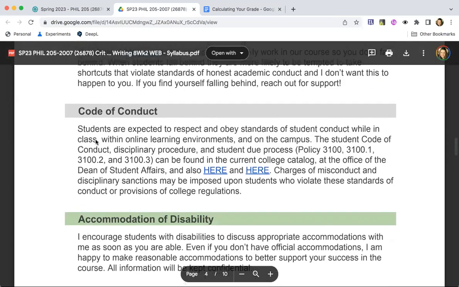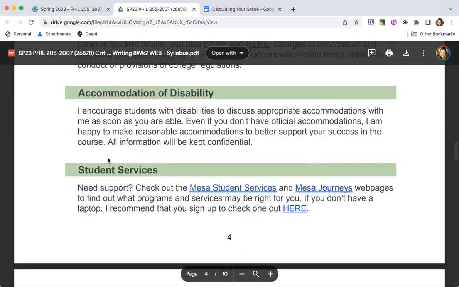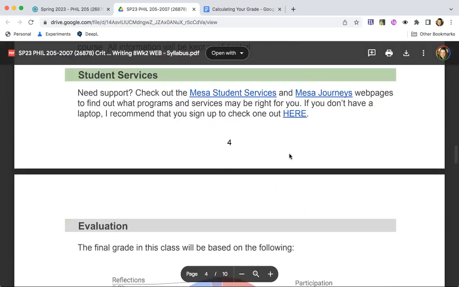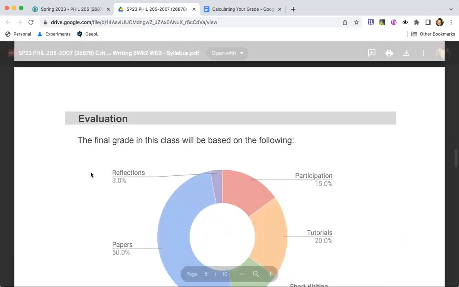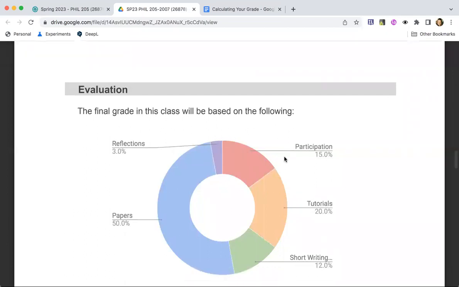Okay, code of conduct. Be nice, be collaborative. I've never had a problem with this. Accommodation of disability. If you have accommodations, let me know as soon as you are able. And if you don't have official accommodations, you're welcome to contact me if there's something specific that I can do to make the course more accessible or to help you meet your goals in the course. Be aware of the student services that are available to you. I have added a couple links to our syllabus. Let's move to evaluation. What are you going to have to do and how will it be graded?